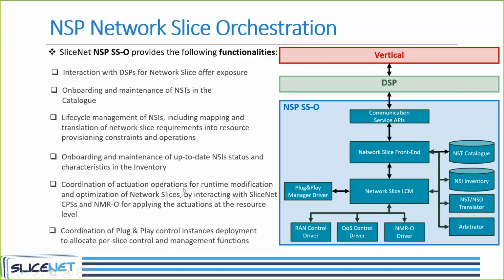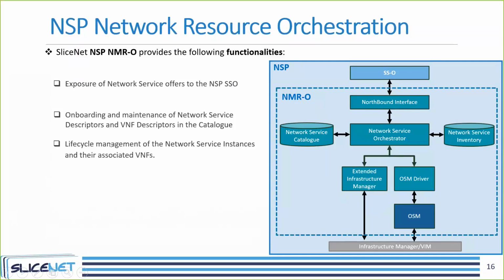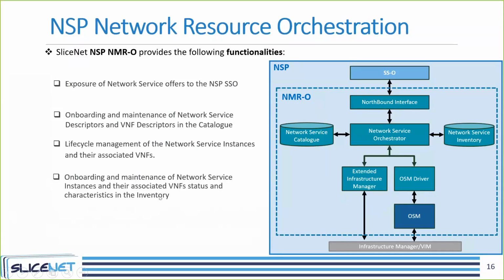And also the coordination of plug-and-play control instances deployment to allocate slice control and measurement functions. The NMRO functionalities, this belongs to the NSP. We have here in the northbound interface a communication with the SSO of the NSP. So we have the exposure of network services to the NSP SSO, onboarding and maintenance of network service descriptors and VNF descriptors in the catalog, lifecycle management of network service instances and their associated VNFs, onboarding and maintenance of network service instances and their associated VNF status in the inventory, and enabling network service instance monitoring.